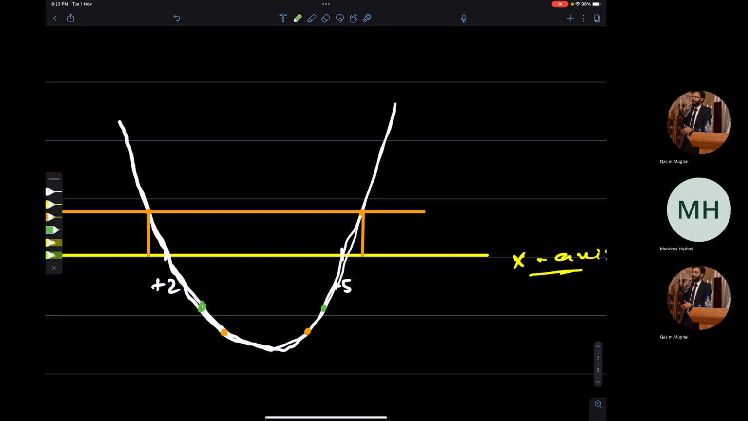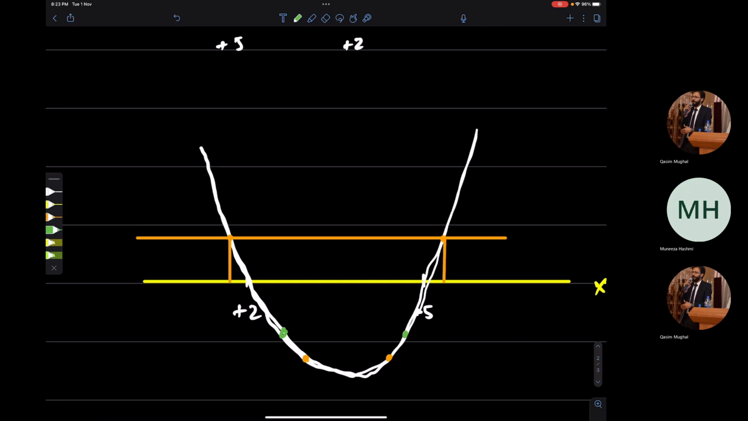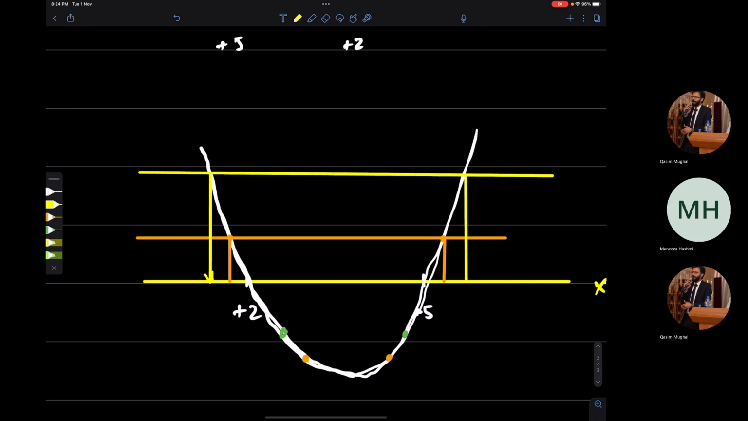Now I'm going to draw another line, because y is greater than 0, so it's going to be anywhere above the x-axis. So let's just say this time I draw a line a little bit higher, just like this. Now I can clearly see that it is intersecting at this point. Then when I draw a line from here to the x-axis, I can clearly see whatever this point is, it is less than positive 2. And over here, it is greater than positive 5. Clear? Yes, sir.